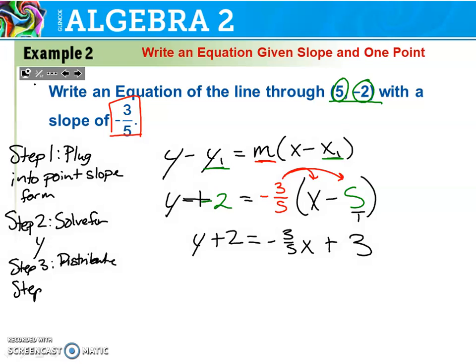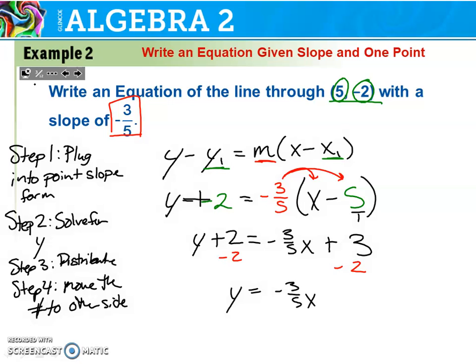You could say your step 4 then, after you distribute, you want to move the number to the other side. Move the number to the other side. Okay, so in order to do that, I'm going to subtract 2. Subtract 2 gives me y equals negative 3/5 x, and then a positive 3 and a negative 2 gives me a positive 1. So there you go.